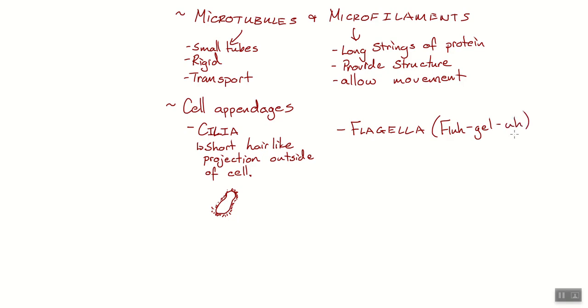We have the flagella. Now flagella, as we look at them, are a little bit different. What's a flagella, Bam Bam? It's long and less numerous than the cilia, and goes with a whip-like motion. So, same thing, they're projections. We'll say long projections.